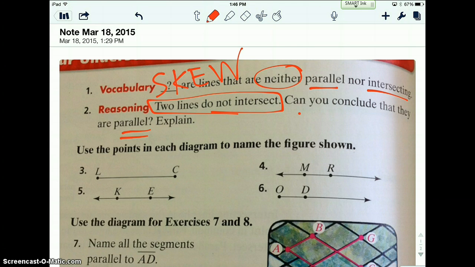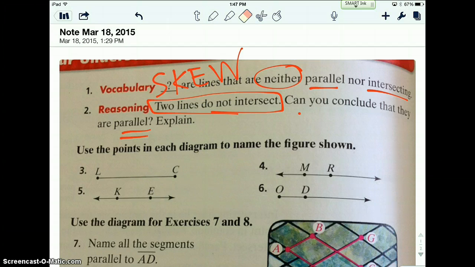Okay, number 5. This is another line. You could have KE with both arrows or EK. Either one. You want to make sure you have that above it. And number 6, this is not a line. It's not a line segment. It's a ray. And the only way to describe this one is O and D with this over it, because O is the end point and it passes through D.